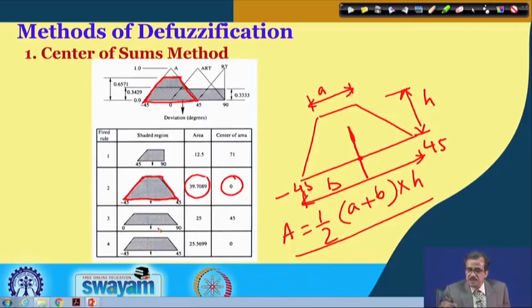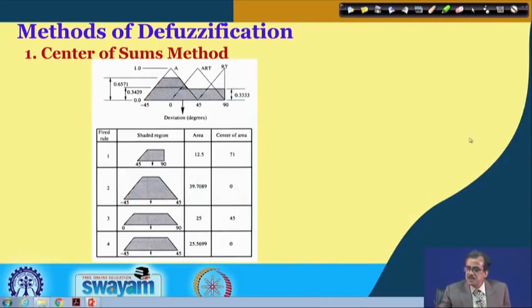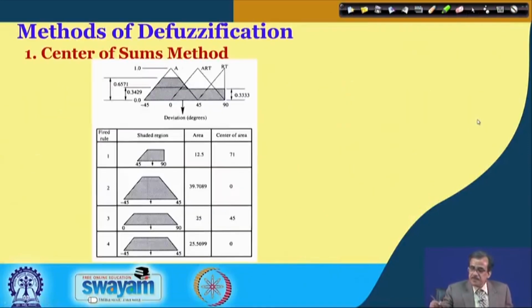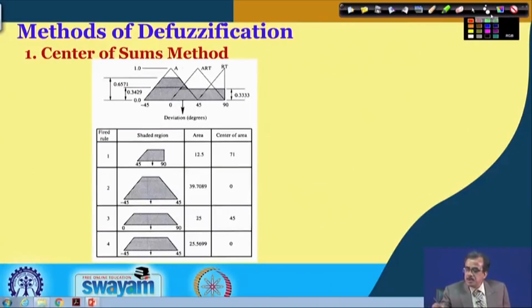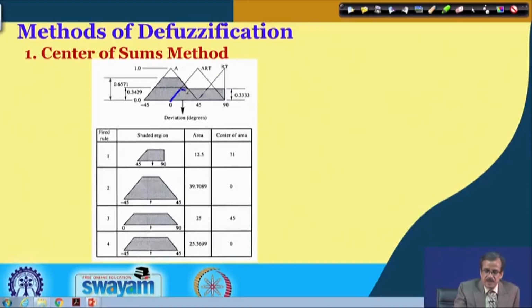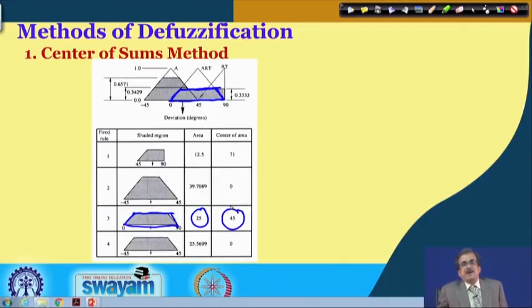Now, if you just do it here, what you can do is, for this particular area, 0 to 90. So, 0 to 90 is nothing but this. I can use the same principle to determine the area and center of area for this shaded region, following the same method. For this you will get the area as 25 and the center of area: this is 0 and 90, so the center of area will be 45.